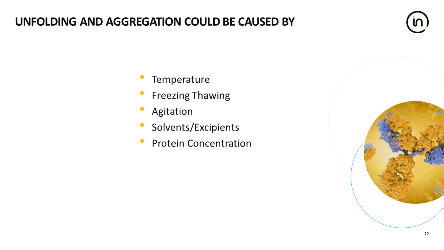It could be caused by changes in protein concentration. A lot of the proteins are known to aggregate at higher concentrations, which is most likely due to macromolecular crowding that can cause a change in conformation and protein unfolding, misfolding, or aggregation.